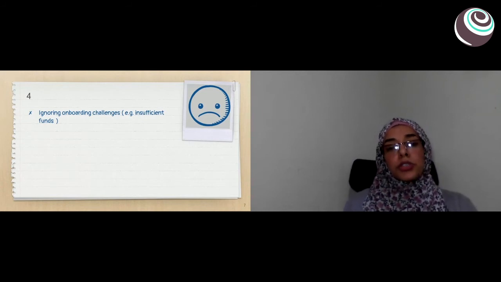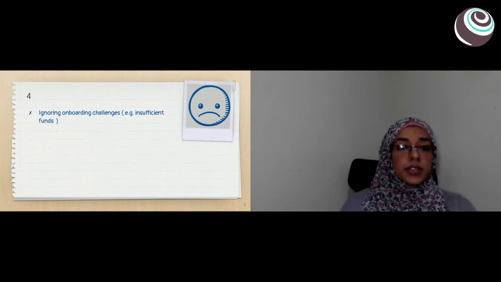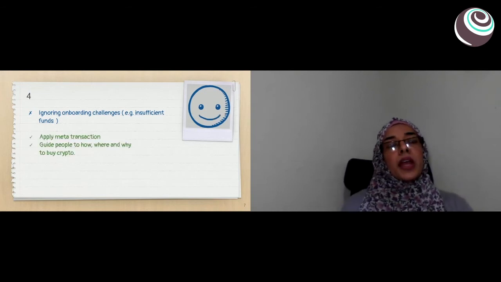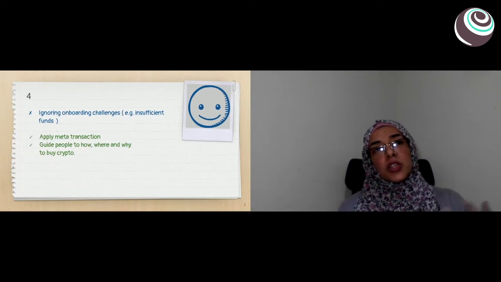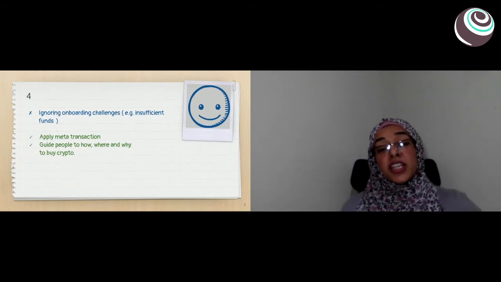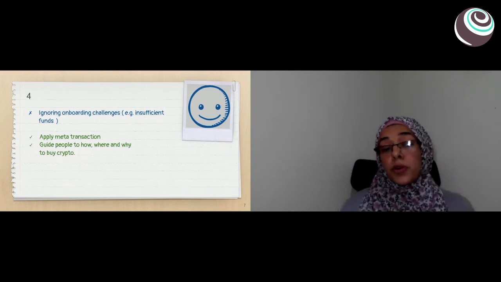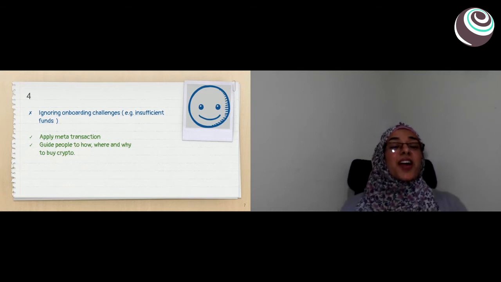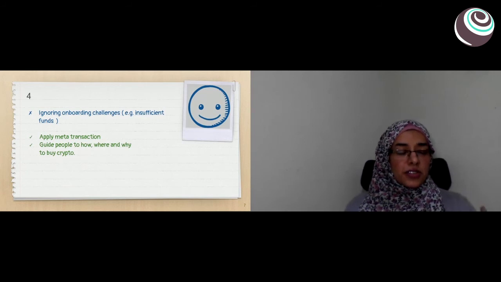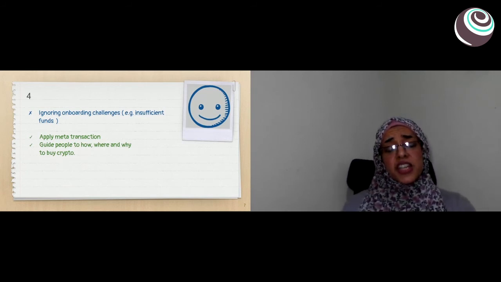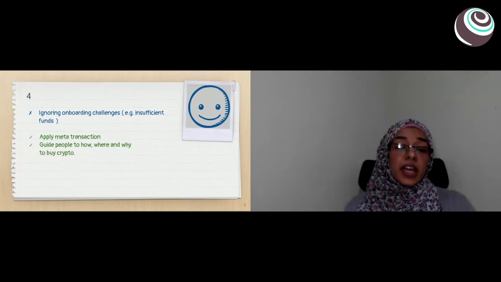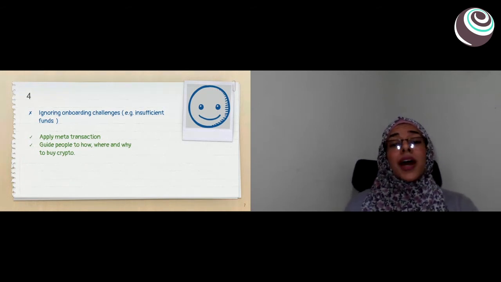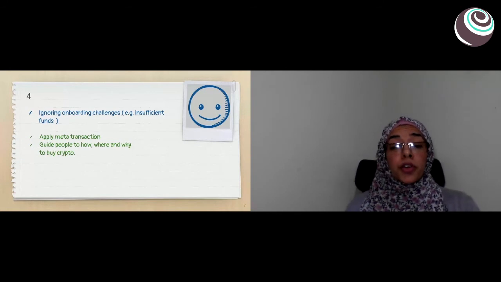So you need to think wisely about how to onboard your user. A good solution for this is applying meta transactions. A meta transaction will let your user run a transaction without paying gas. So someone, a third party, or someone who does it for charity, for example, pays for their gas cost, their transaction cost. And also, if they need to buy crypto, you need to guide them on how, where, and why to buy crypto.